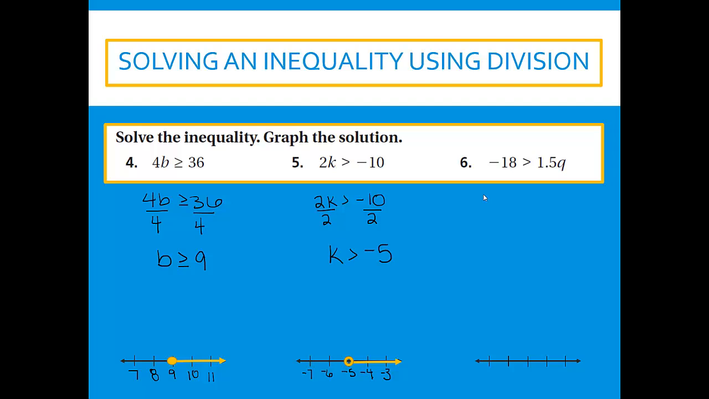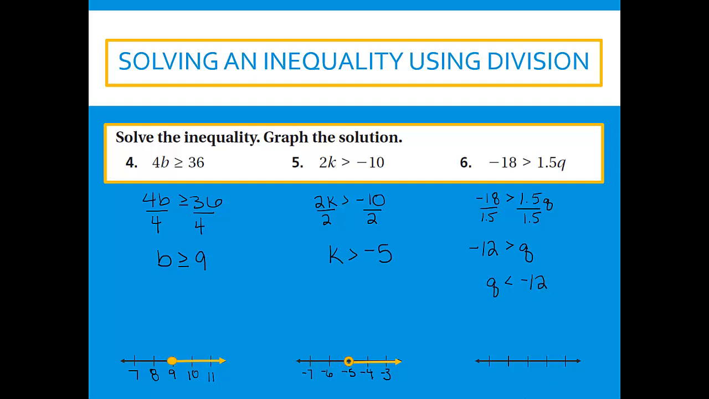And now for number 6, we have -18 is greater than 1 and 5/10 times q. Since we are multiplying 1 and 5/10 times q, we will divide by 1 5/10 to solve. Negative 18 divided by 1 5/10 is negative 12. So we have negative 12 is greater than Q. We can also rewrite this to say that Q is less than negative 12.